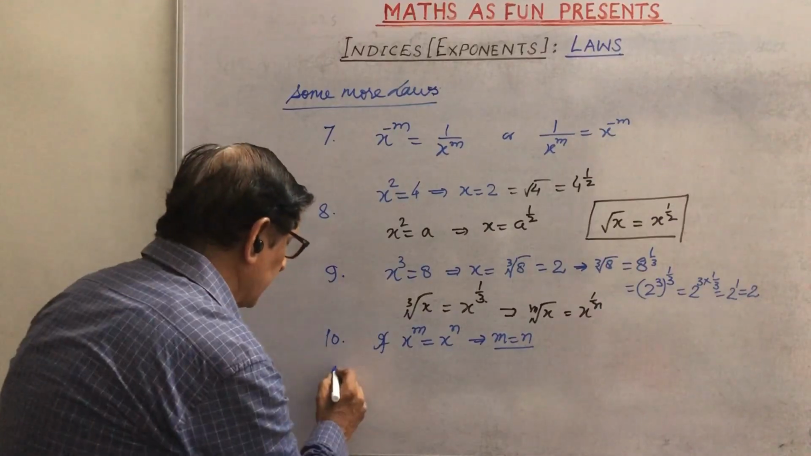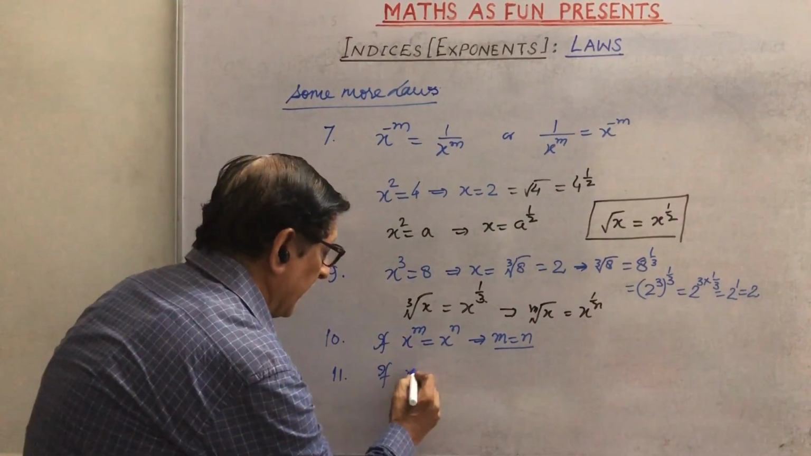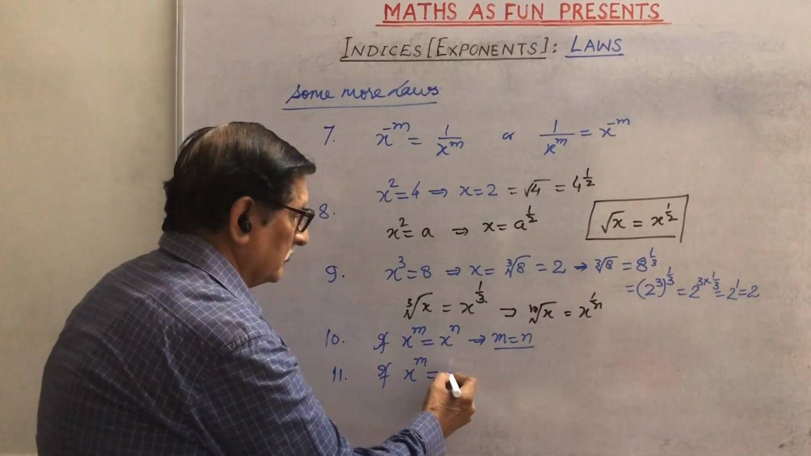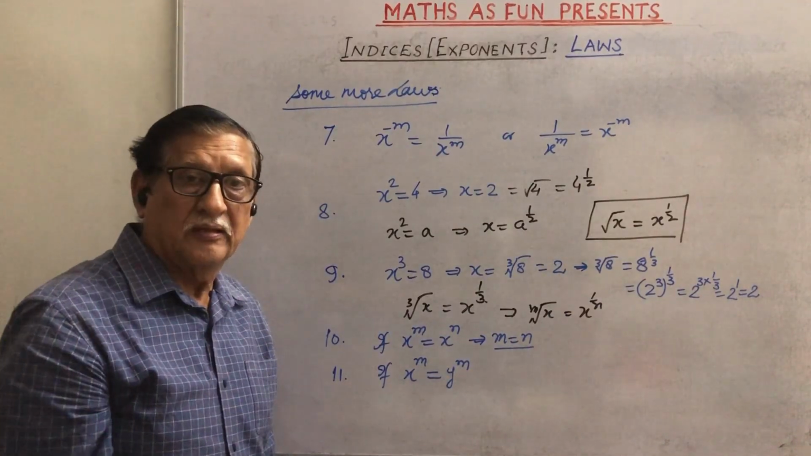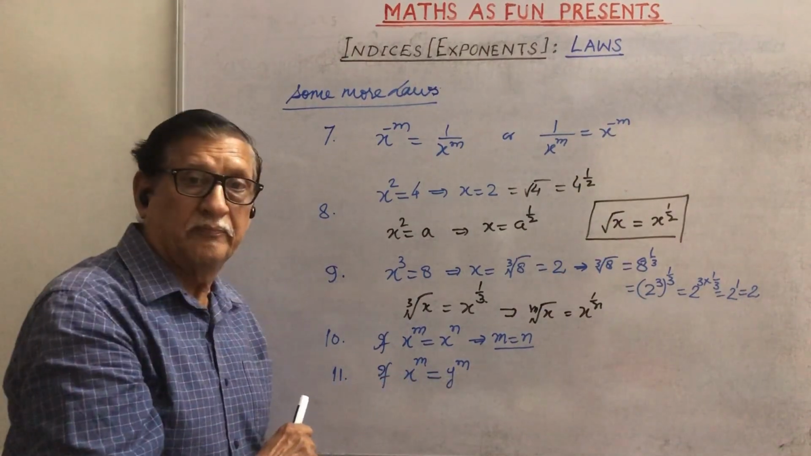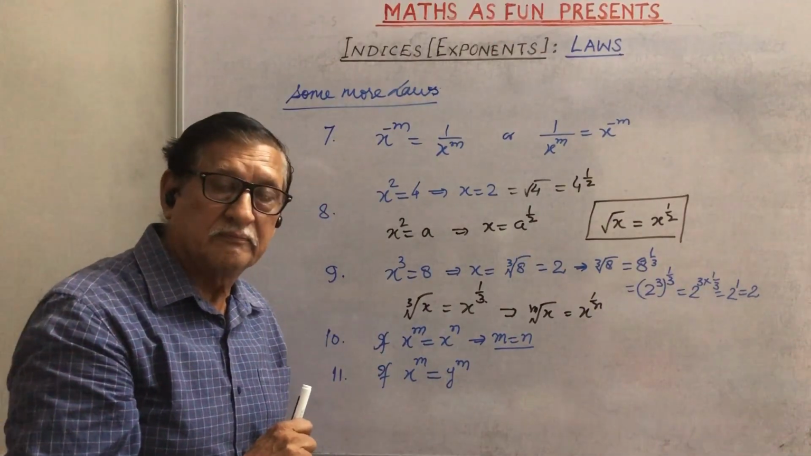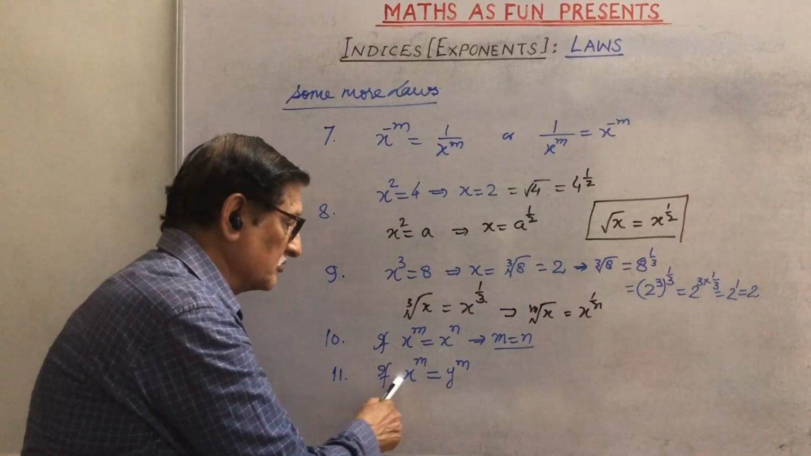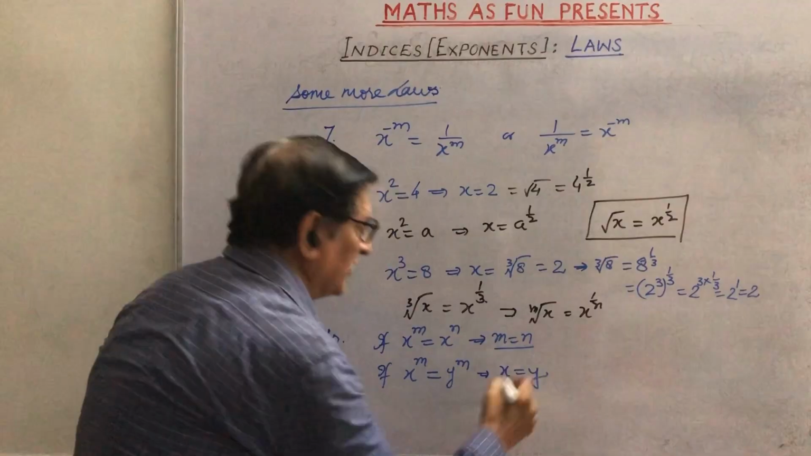And the next we can write, 11th. If x to the power m is equal to y to the power m, it means what? That if we have different bases, the index of both are same, then the bases are also to be same. It means then x will be equal to y.